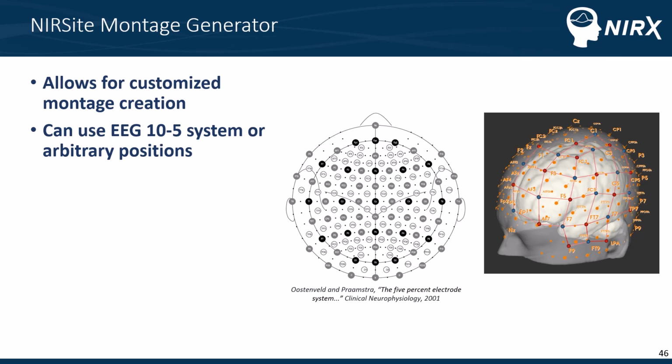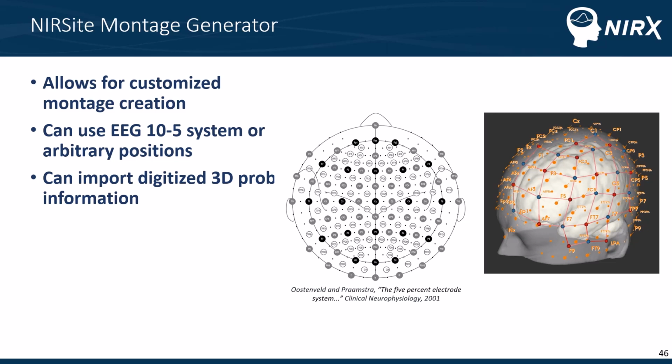If you're not familiar with EEG 10-5 positions, I'd recommend looking into them. Basically, it's a standard coordinate system that can be used across participants based on certain anatomical landmarks of the participant. And you end up creating this grid of dots across the head that correspond to certain scalp positions across participants.